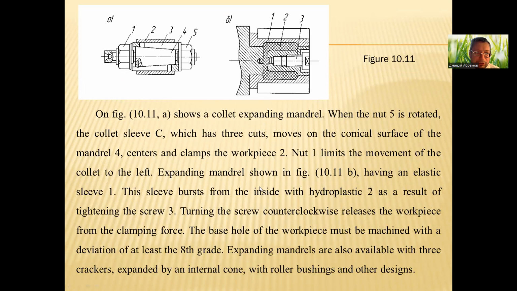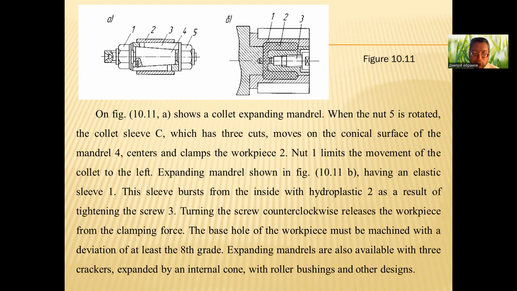Figure 10.11a shows a collet expanding mandrel. When the nut 5 is rotated, the collet sleeve 3, which has cuts, moves on the conical surface of the mandrel 4, centers and clamps the workpiece 2. Nut 1 limits the movement of the collet to the left.